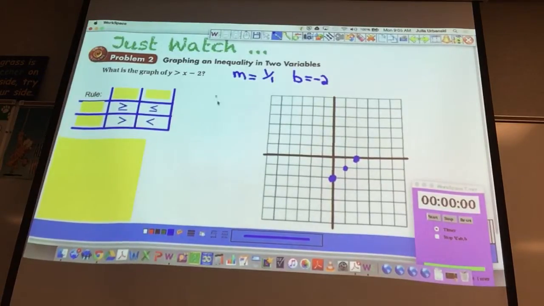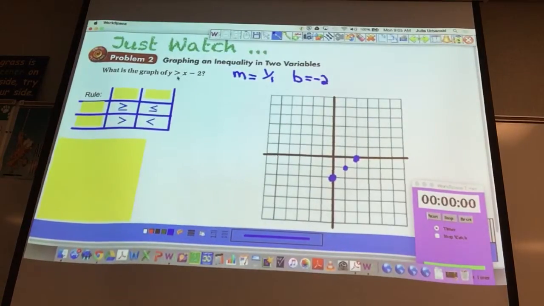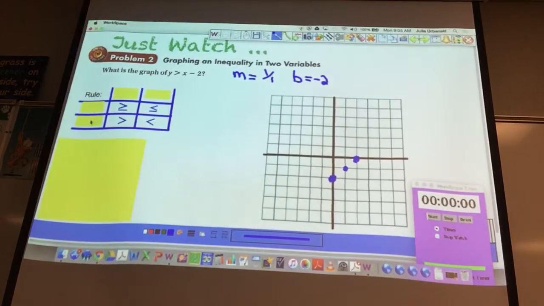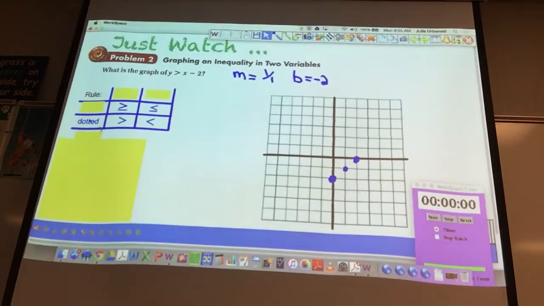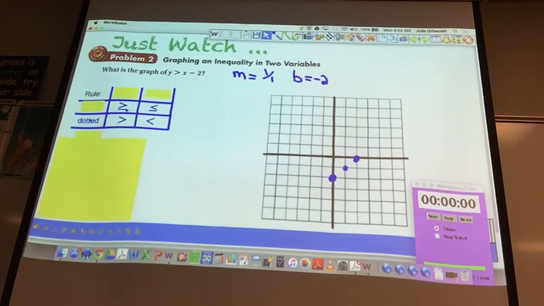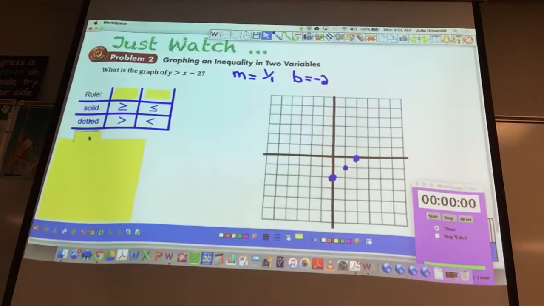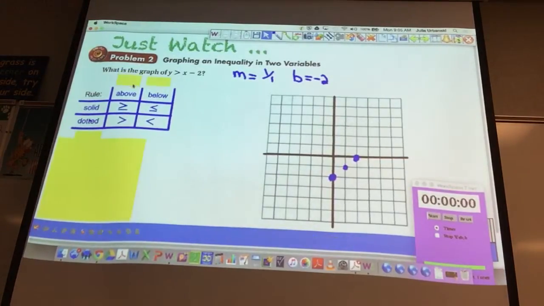When it looks like this, it's a dotted line. Anything that doesn't have an or equal to on it is dotted. Here's a quick review of your rules. These are the dotted lines right here. These would be solid. Would these ones be above or below? Above. And these would be below because it's less than, that means below.